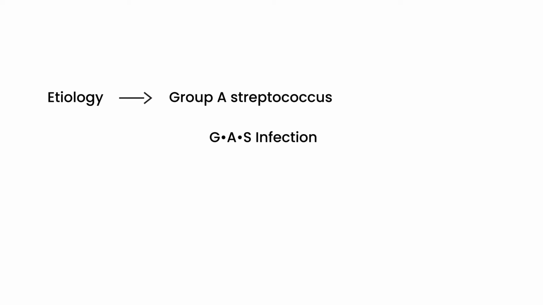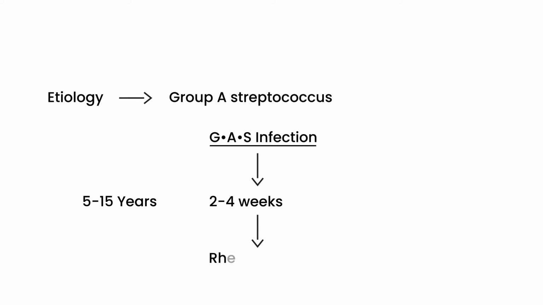And what happens typically is it can occur at any age really, but the most common ages are between 5 and 15 years of age. Initially you get this infection, and then approximately 2 to 4 weeks later you get rheumatic fever. Rheumatic fever has some very specific and distinct signs and symptoms, but I wanted you to keep that chronology in mind, that first you get the infection and then a few weeks later you get rheumatic fever.